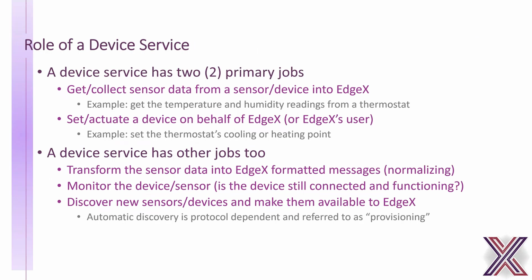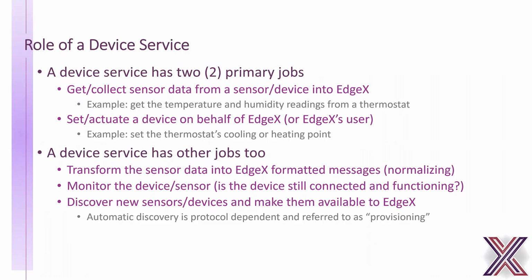So the roles of a device service are basically two primary roles. The first is to get or collect the sensor data from a particular device. So it could be the temperature or the humidity, perhaps, from a thermostat. And another role, some devices have the capability to set or actuate. So EdgeX can also do that. The device services can do that. So, for example, on a thermostat, you might have a set point for where the temperature should be changed. So a cooling point or a heating point. Users can configure those, and EdgeX device services can write to those as well.